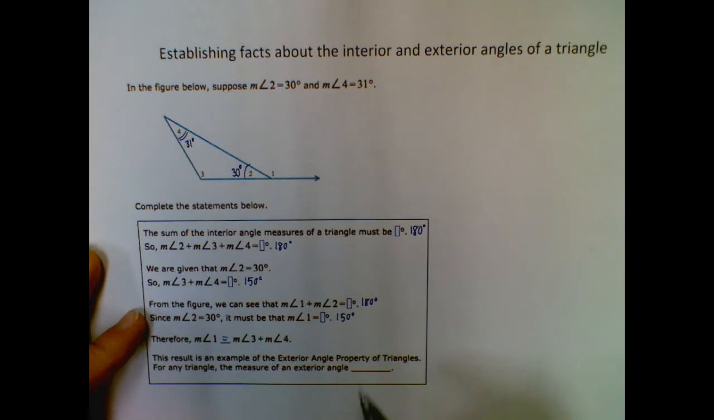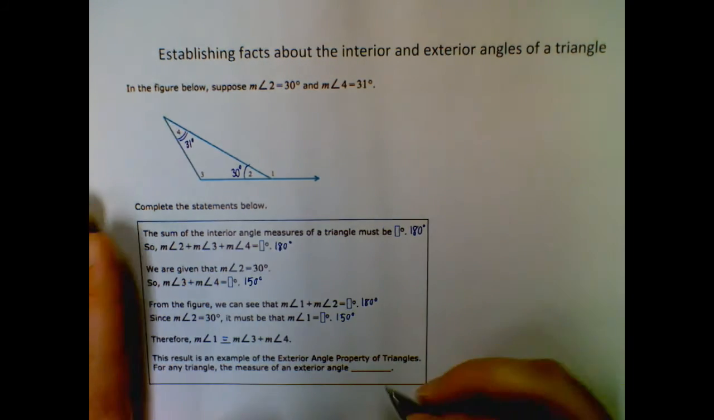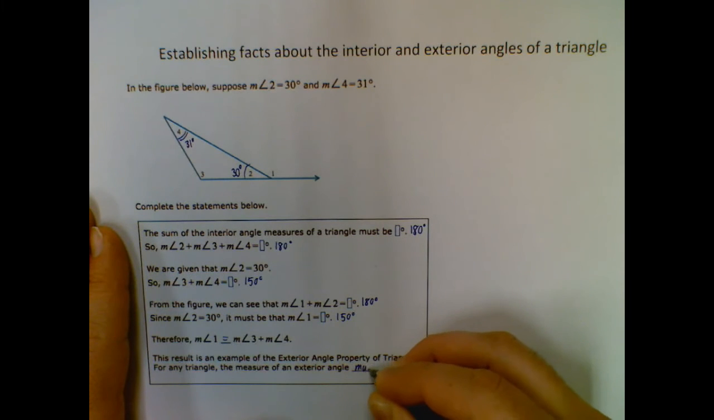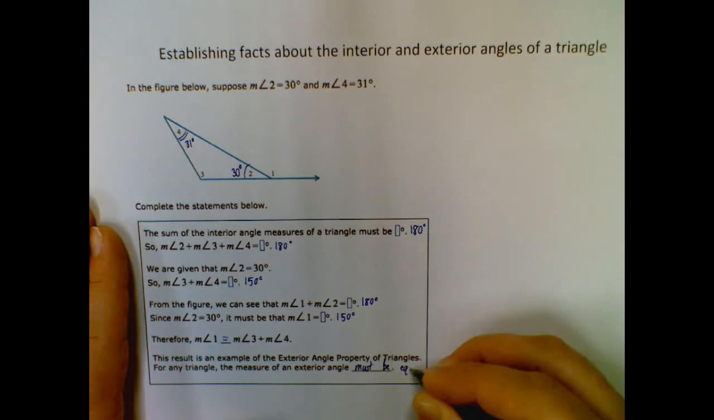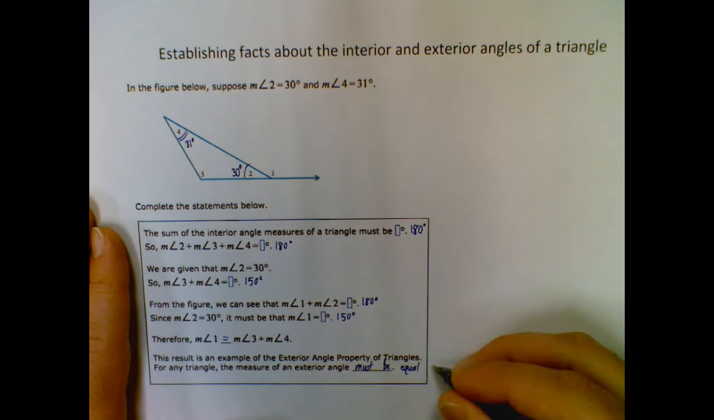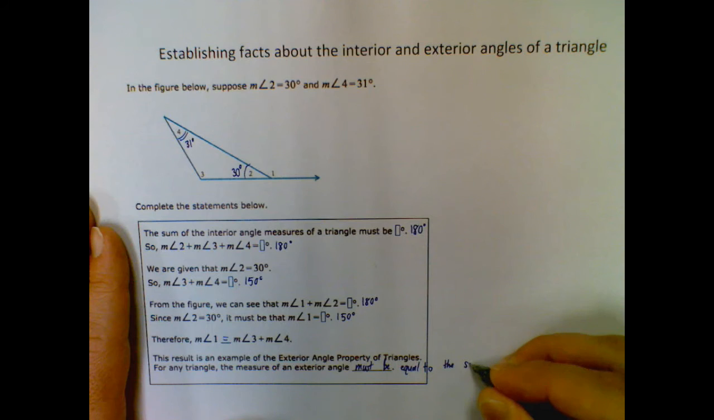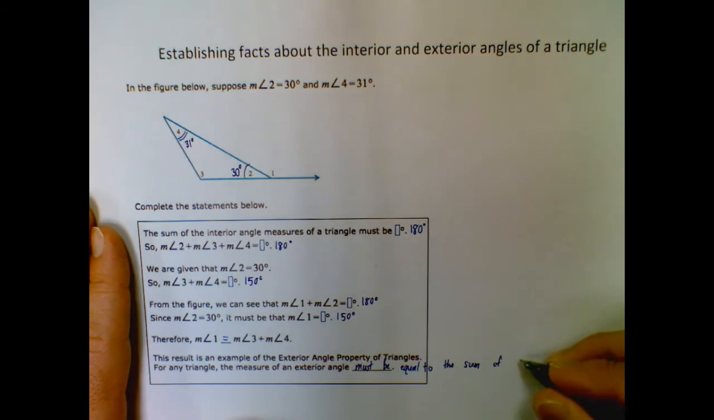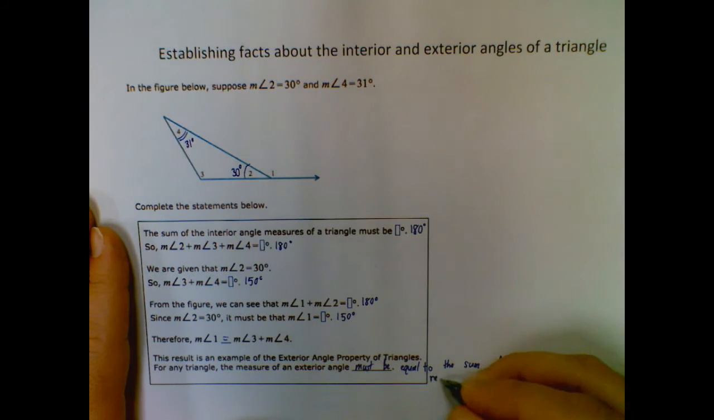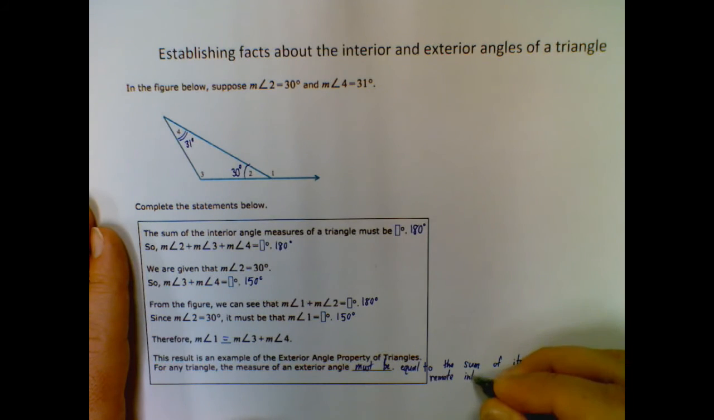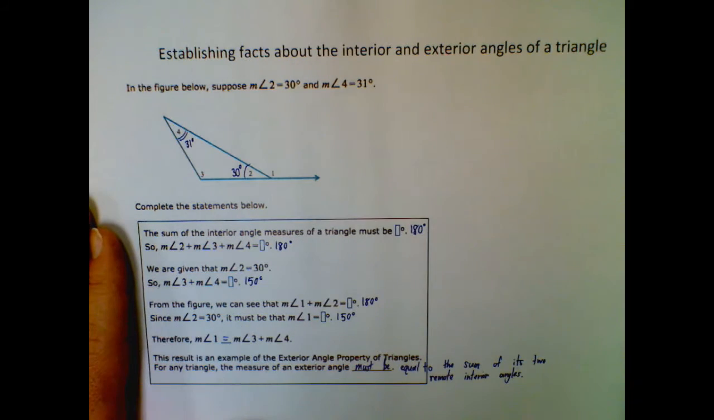And this is an example of the exterior angle property of triangles. Truth: for any triangle, the measure of an exterior angle, okay, this is a little long, must be equal to the sum of its two remote interior angles. So let me explain what exactly that means, because it's kind of wordy, it sounds weird.